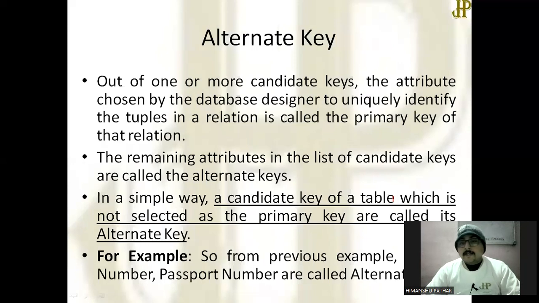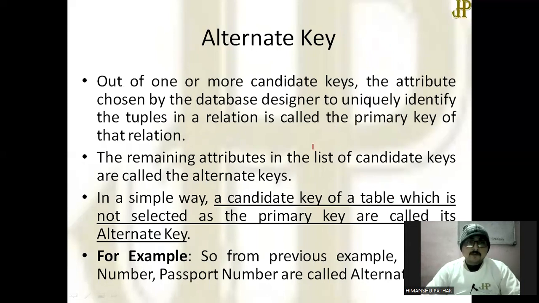Next one is alternate key. It is very simple. Whatever you left in the candidate key, which can become the primary key, that remaining attributes are known as alternate key.